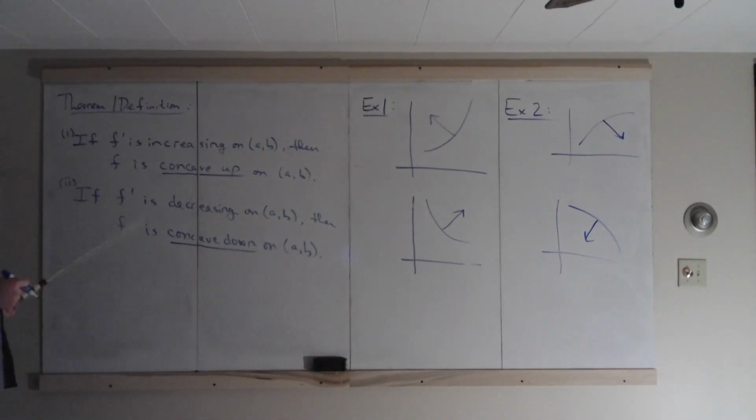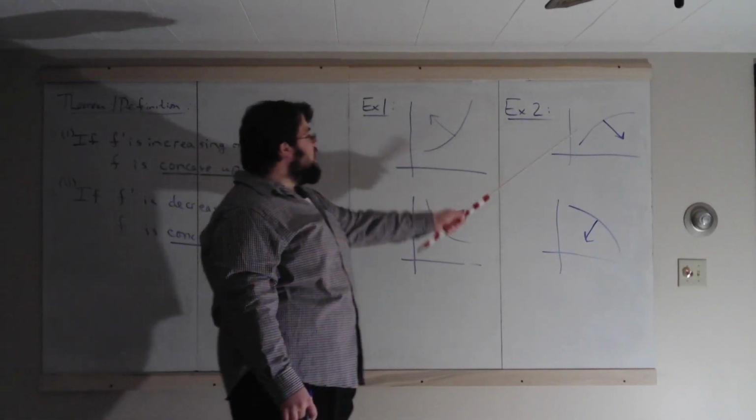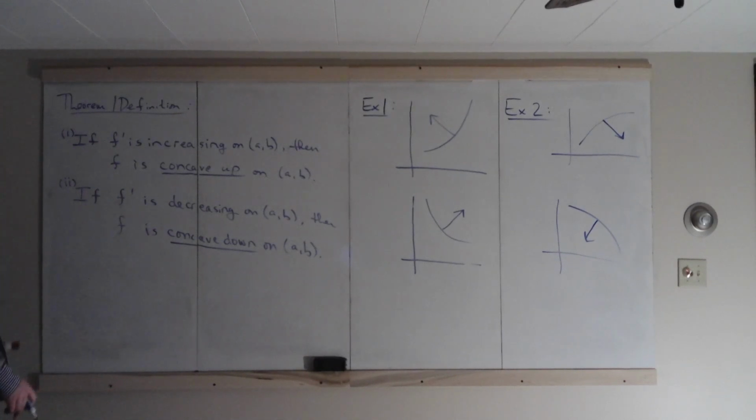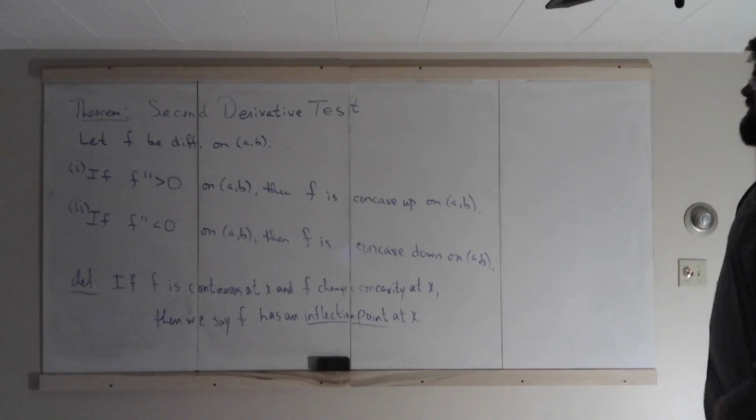Now, this is useful theoretically. It tells us that in order to find where a graph looks like this versus that, we need to find where the derivative is increasing or decreasing. And we can do that. But it might be more useful to be able to reach these conclusions just by doing a sign argument like we did for the first derivative, and we can do that.